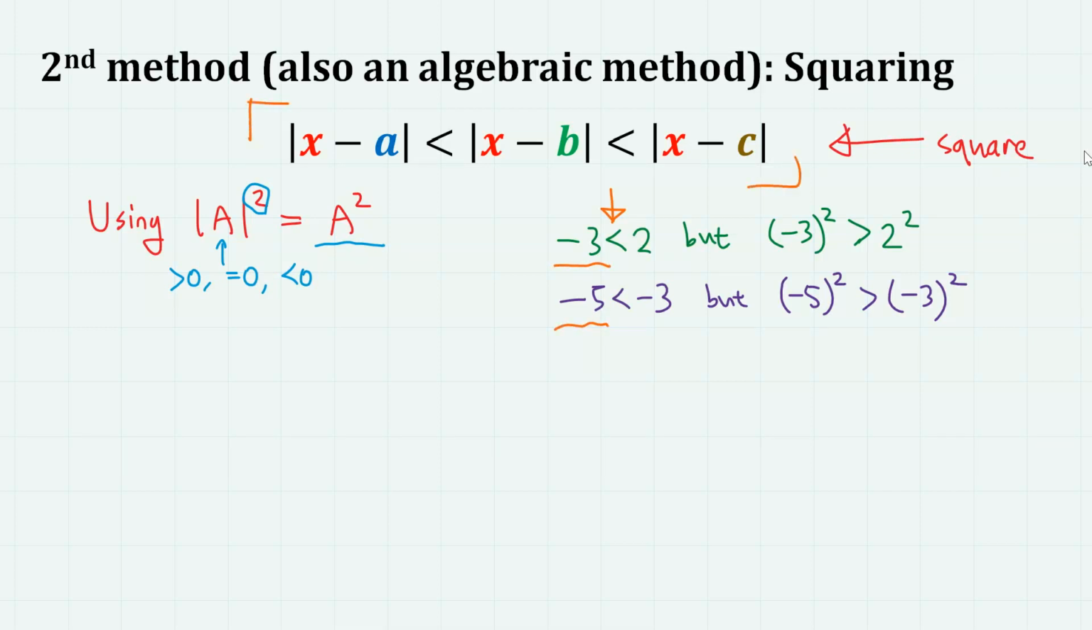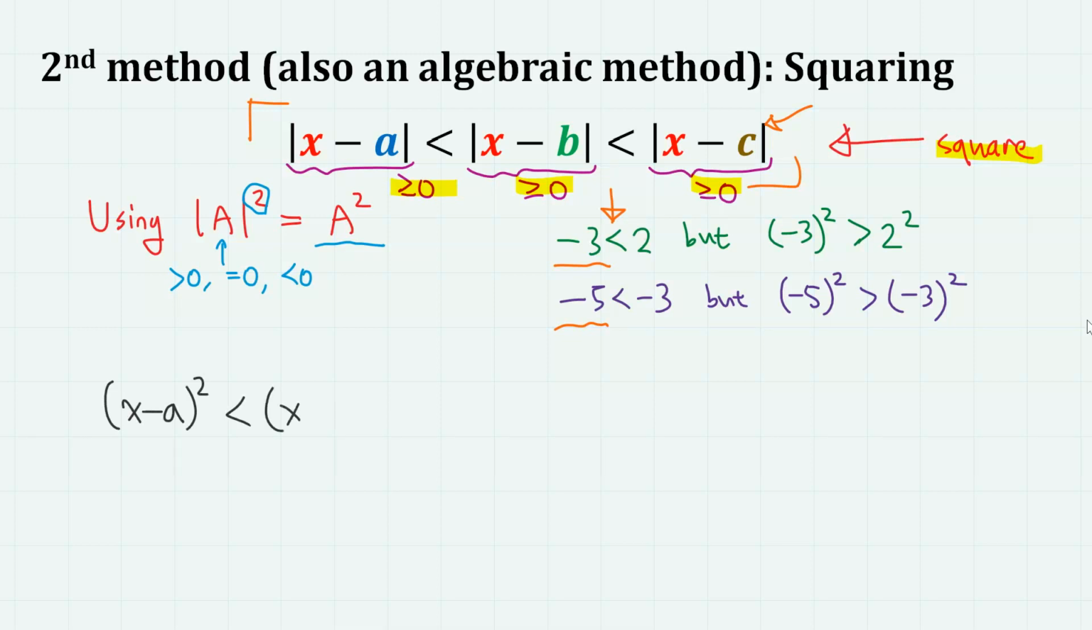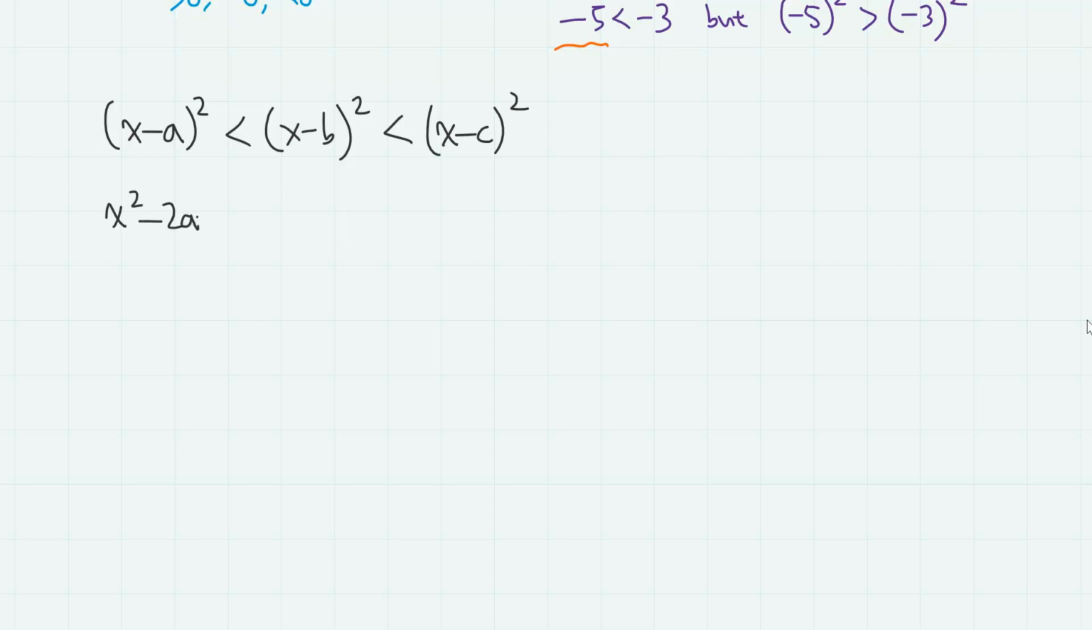But in our problem, we have absolute values, so the absolute value of x minus a, the absolute value of x minus b, and the absolute value of x minus c are all non-negative, meaning that squaring them does not change the direction of the inequality signs. That is, we have (x minus a) squared is less than (x minus b) squared, and this is again less than (x minus c) squared. So we have x squared minus 2ax plus a squared is less than x squared minus 2bx plus b squared, which is less than x squared minus 2cx plus c squared.